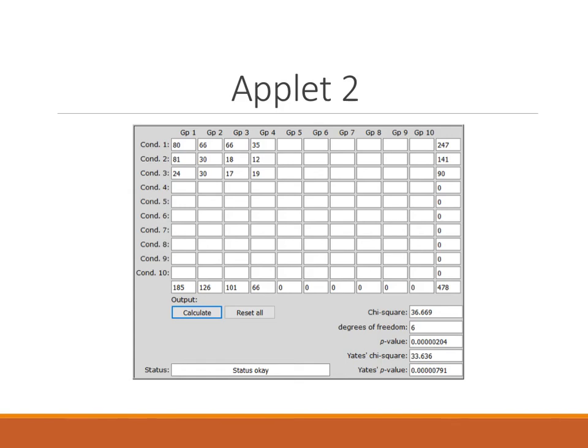So H0 was these are independent. That how you care about how your appearance is perceived is independent from these other goals, whether you're popular or like good grades. And because of this very small p-value, we're going to reject our H0. It looks like these are not independent. It looks like there's some kind of association going on between how your appearance is and what your goals are.